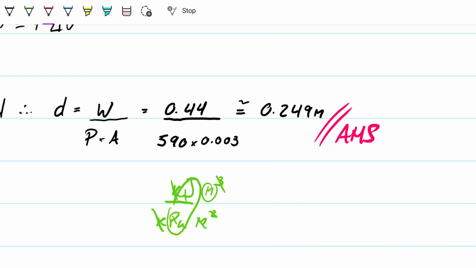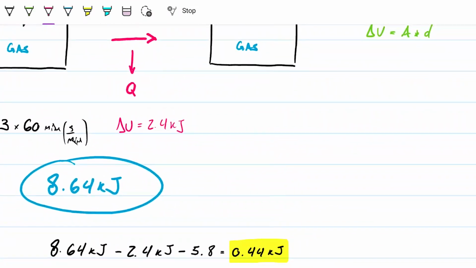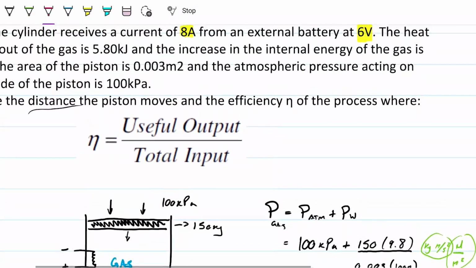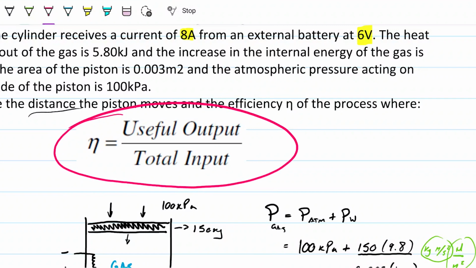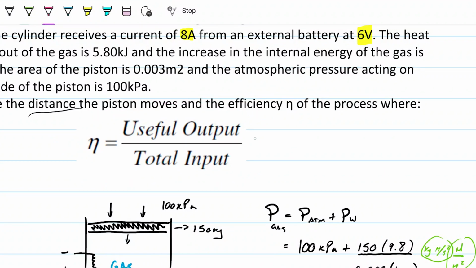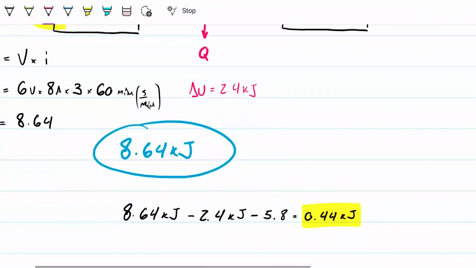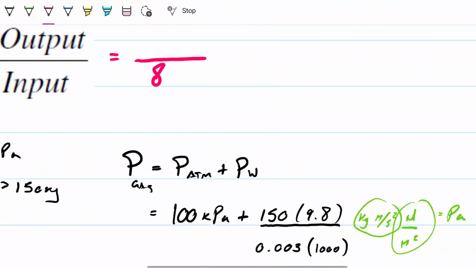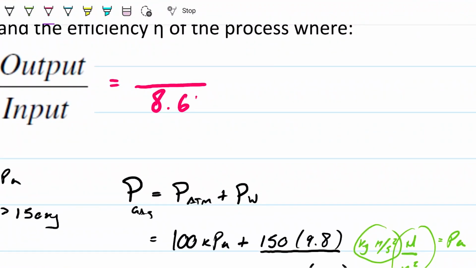But it's only a fraction of it. And indeed, the next part of the question is asking us what fraction, how much was actually used in the form of useful output. Well, what do you know? Out of all that energy that was given, the 8 point something that we calculated, 8.64 kilojoules was the total energy available for this gas to do some work and therefore push the piston upwards. Only a mere 0.44 was actually useful work.